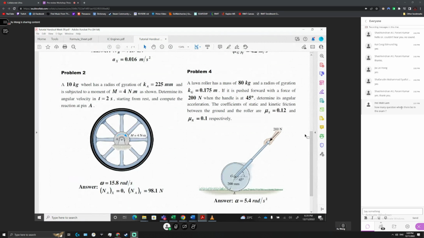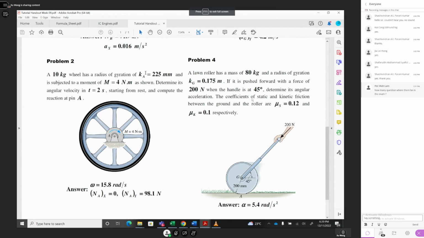Question 2 is about the 10 kilogram wheel, which has a radius of gyration k_A of 225 millimeter. You know the mass and the radius of gyration, so m k_A squared, that's the rotational inertia. You can find that straight away. The wheel is subjected to a moment M equal to 4 Newton meter as shown. Determine the angular velocity at t equal to 2 seconds.